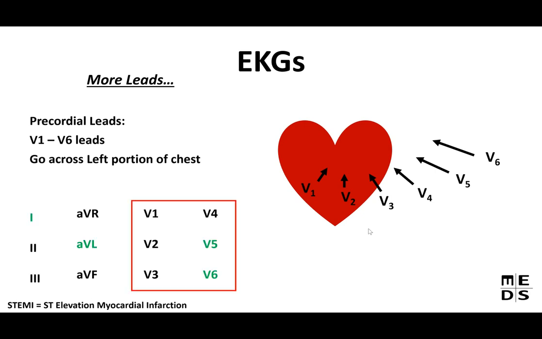And then what we're actually looking at is V1, V2, V3, V4, V5, V6. And it's going to wrap around like this. So if the middle of your chest is right about here, your heart's over here, they're going to stick them on in order like this.